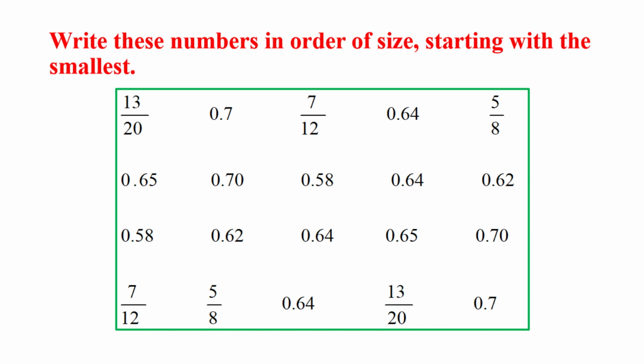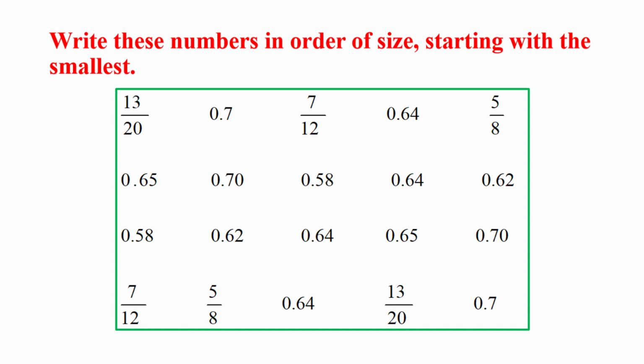Question 4. In this question we're going to order some numbers from smallest to largest. We have the following values: 13 over 20, 0.7, 7 over 12, 0.64, and 5 over 8. Are you ready? Let's dive in.